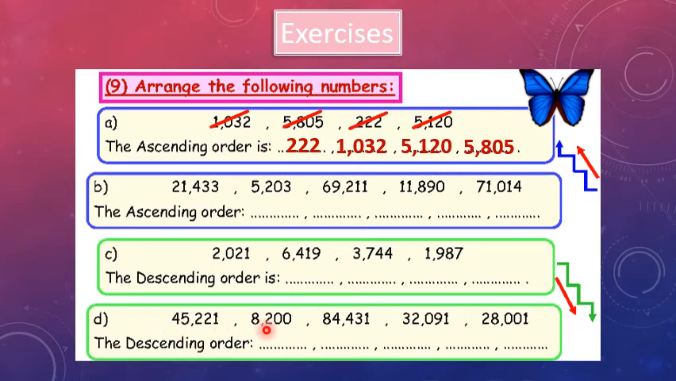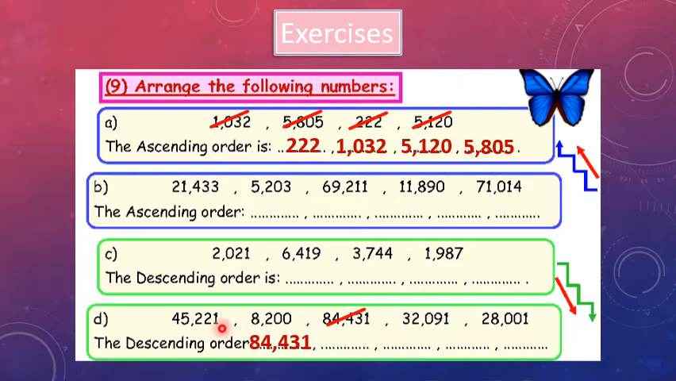Here we have 5, 4, 5, 5, 5 digits. Now let's check place values. We have 4 and 0 in the 10,000 place. Don't forget it. Here we have 8, 3, and 2. Then the highest place value here is 8. Then it will be this number, 84,431, the greatest number.